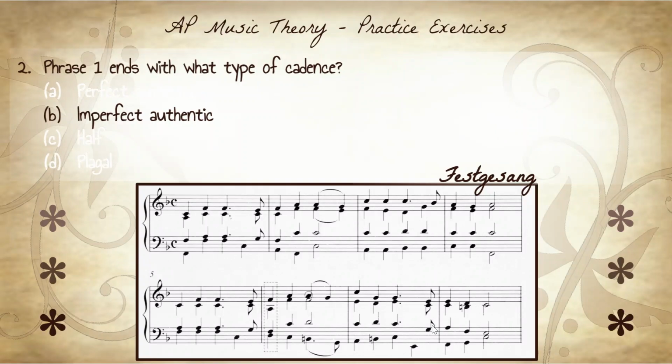Correct answer is B. Phrase 1 ends with an imperfect authentic cadence, dominant to tonic, with mi in the soprano of the tonic chord.